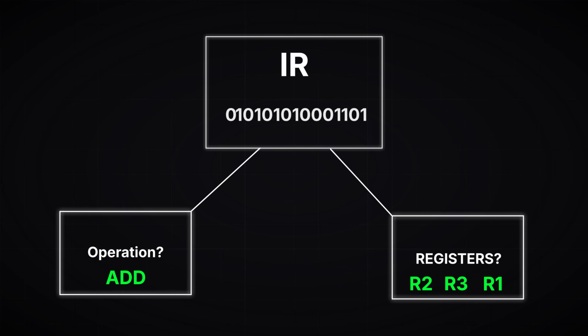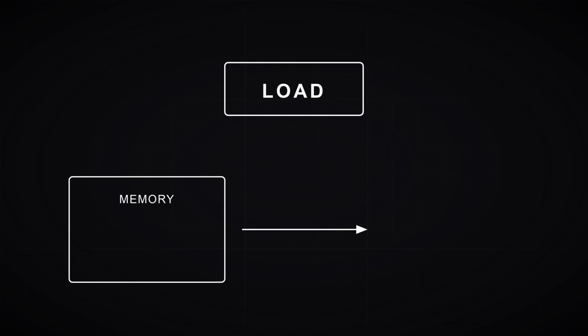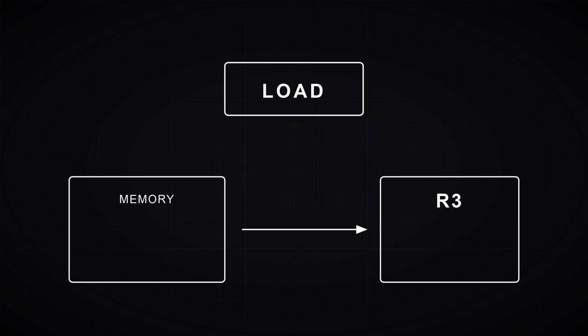So we take whatever values are sitting in R2 and R3, add them together, and put the result in R1. Other instructions work differently. A load instruction, for example, actually grabs a value from memory and puts it into a register. So if memory address 104 holds the number 42, a load instruction can pull that 42 right into R3. That's how values get into registers in the first place. The instruction add just operates on what's already loaded.